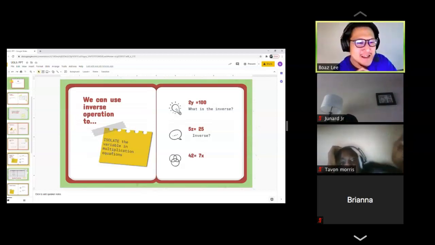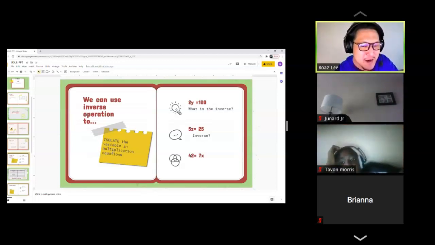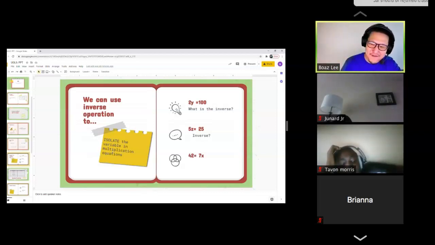So we know that addition is the inverse operation of subtraction. What is the inverse operation of multiplication? What's the opposite? And Janard helped us out. He said division. So fantastic job. Let's look at our examples here.